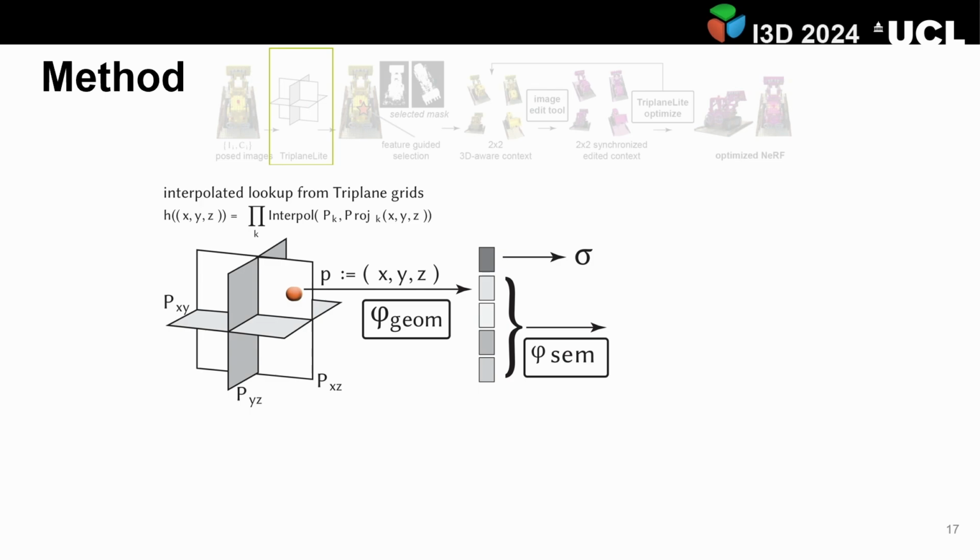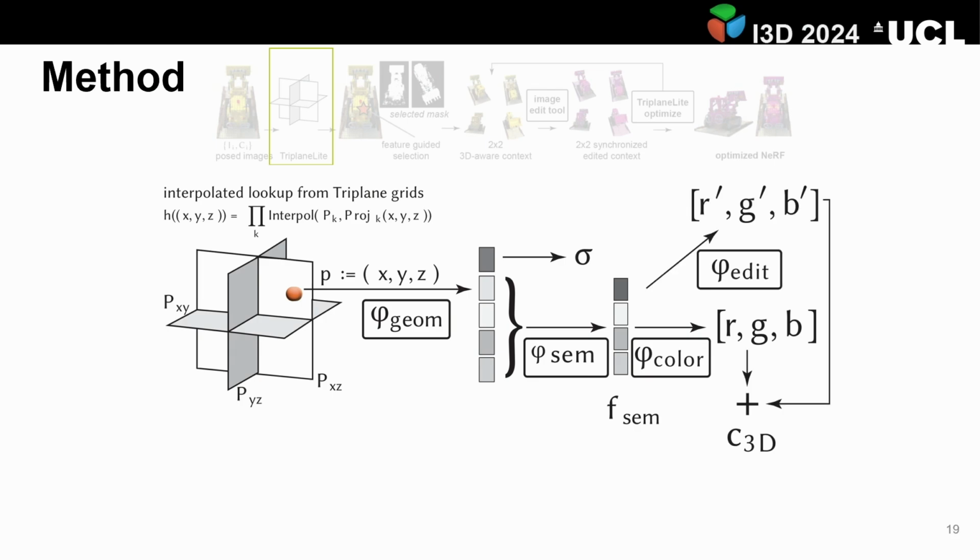Then the semantic MLP will map geometric features to semantic features. Finally, the color MLP will map semantic features to color. We also propose a residual MLP to do simple edits. Here, we use a small MLP to map semantic features to residual color and add it to the original color.